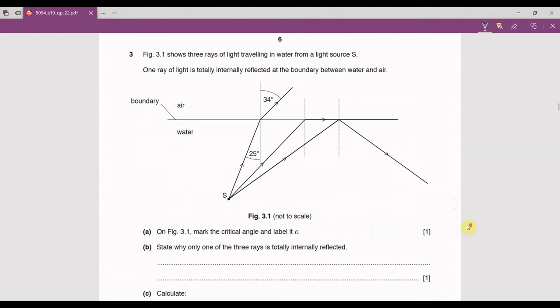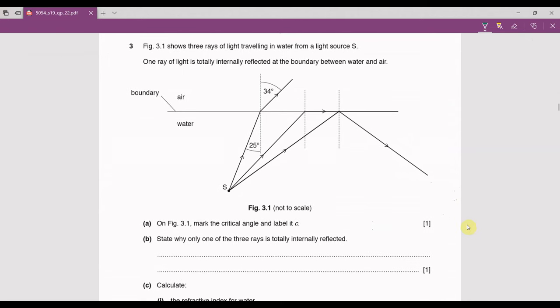and it's showing you basically 3 rays which are traveling from point S inside the water to the air. So they are crossing the boundary between water and air, and you can see the first ray is getting refracted and moving away from the normal, because as we know, if a ray of light goes from an optically denser medium to an optically less dense medium, like for example from glass to air, or in this case from water to air, it is going to move away from the normal. The angle of refraction would be larger than the angle of incidence.